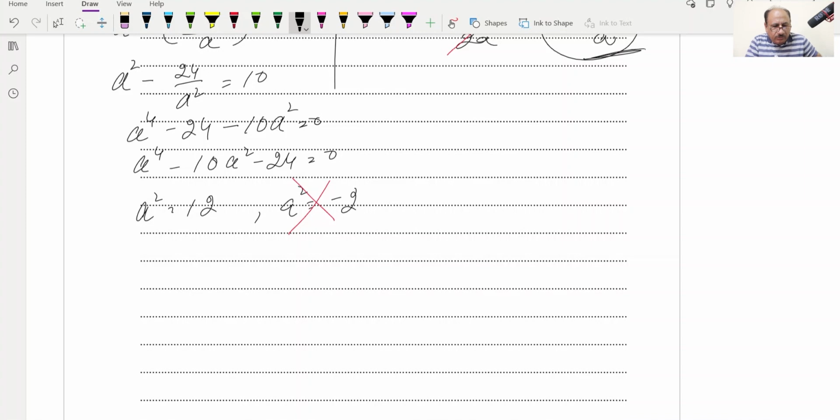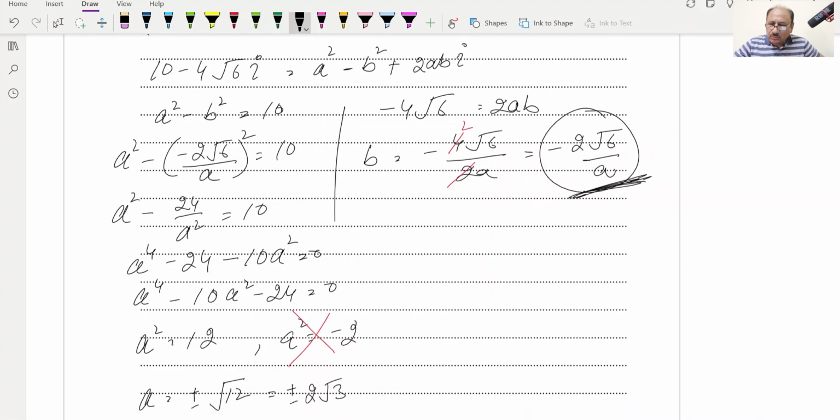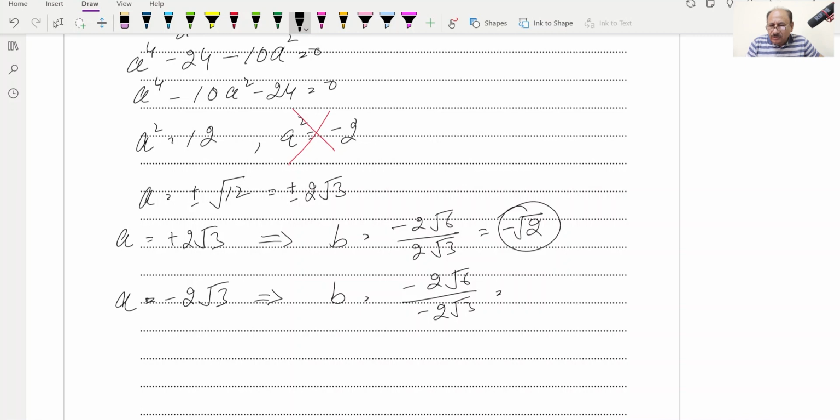So a will be equal to what? A will be equal to plus minus root 12, which we can rewrite as plus minus 2 root 3. Now if a is equal to plus 2 root 3 and a is equal to minus 2 root 3, these will be the two situations, and this implies b will be equal to what? We know b is equal to minus 2 root 6 over a. So we will write minus 2 root 6 over a, which is 2 root 3, and if we cancel this, after cancellation we get minus root 2. So this will be the value. Now if it is minus 2 root 3, the b value will be the same thing, we will put minus 2 root 3 over here, and this will be equal to root 2.